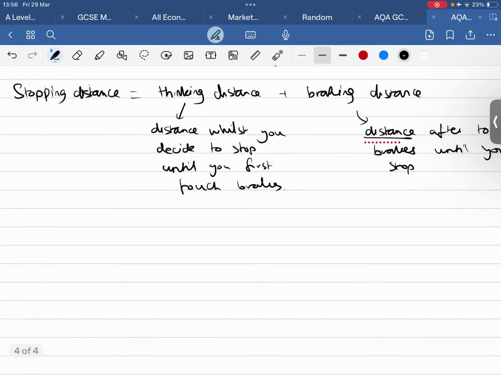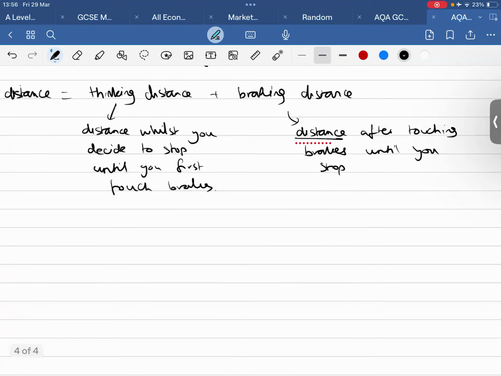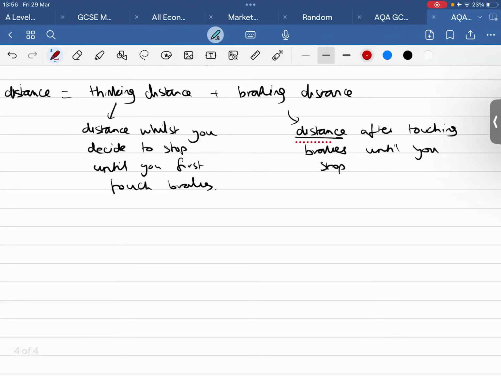And stopping distance itself doesn't have any factors, but thinking distance and braking distance have a bunch of factors. So braking distance is the quality of tires, wet or icy roads or slippery roads, and the quality of your brakes. Yeah, exactly. And one other hard one, which I'll come back to.